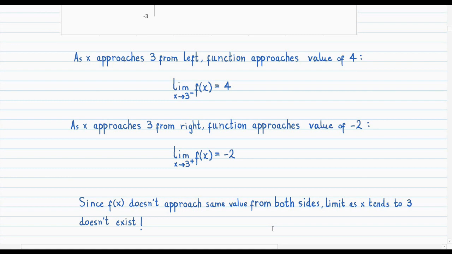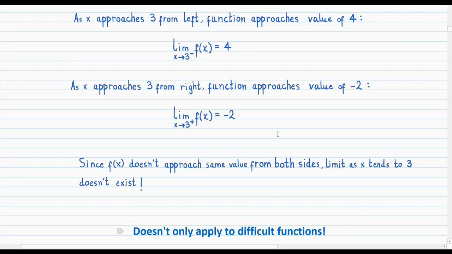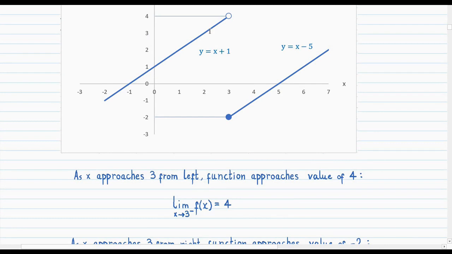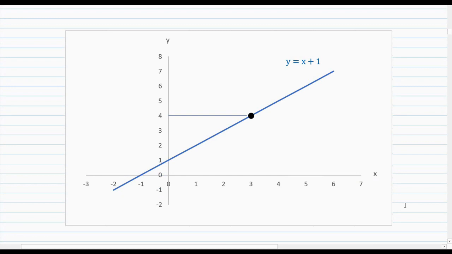So far, we've only looked at some pretty funky sort of functions, but the idea of limits doesn't only apply to difficult functions. For example, we could look at this normal y equals x plus 1 function, without its domain defined in a funny way. That's how its graph would look. Nothing too surprising. The graph just continues in a straight line. But unlike the previous function, this function would approach the same value of 4 from both directions. Therefore, the limit of y equals x plus 1 as x tends to a value of 3 is equal to 4.